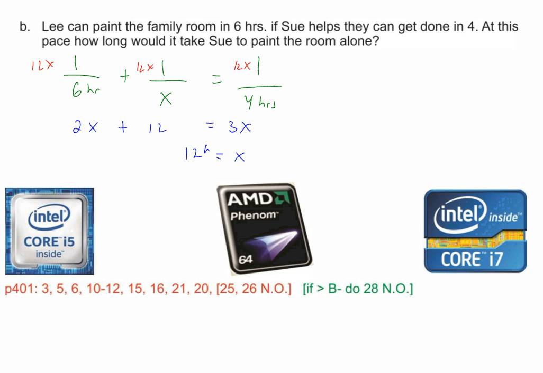Sorry, Sue. Sue is slow. Sue is so slow. Sue is like really slow. Sue is a perfectionist. She's trying to be artistic. Lee just wanted to get the job done.